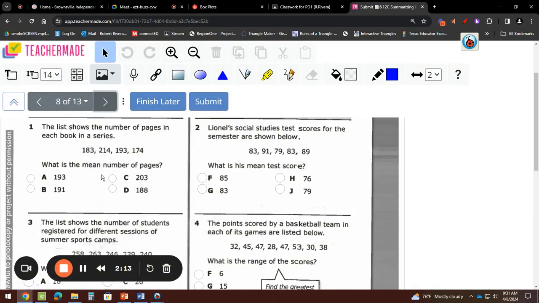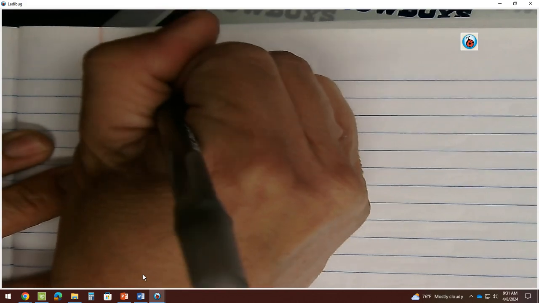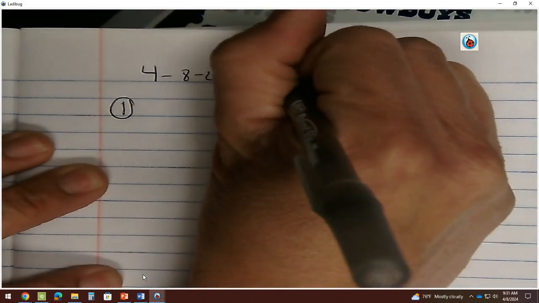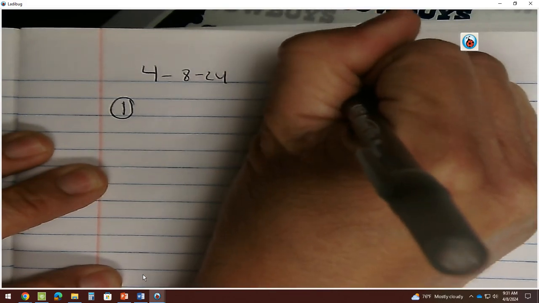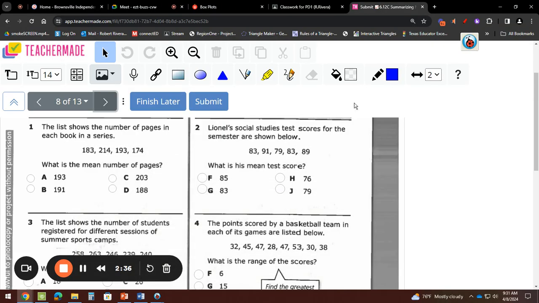Number one, what is the mean number of pages? So Mr. Rivera has been telling you that I want a process. So go ahead and put here number one. Okay. And today's date is 4/8/24. And we're still dealing with data. And it's the one that has a little graph. So it says, what is the mean number of pages?